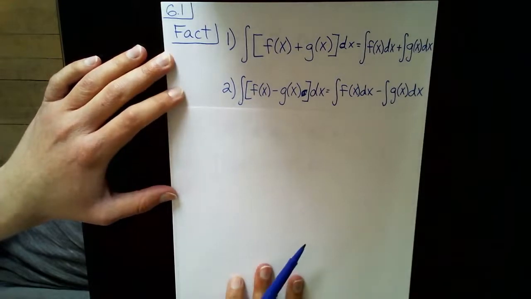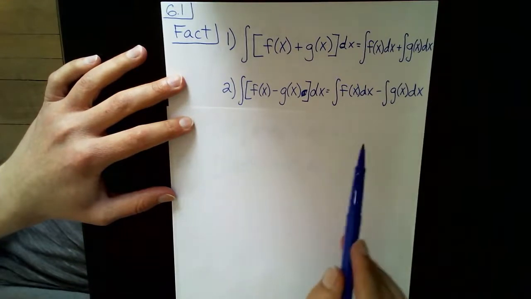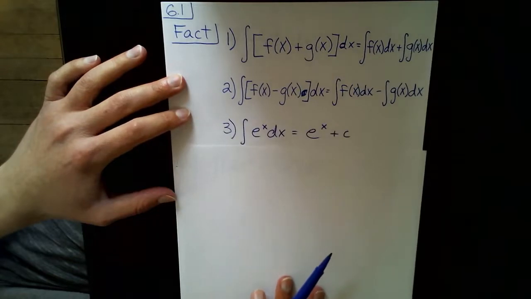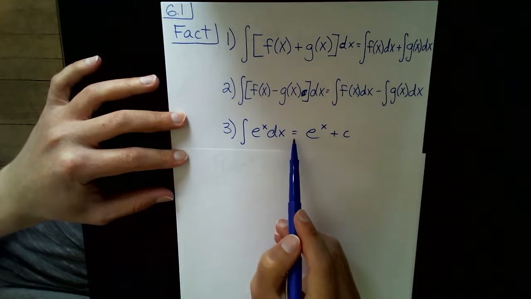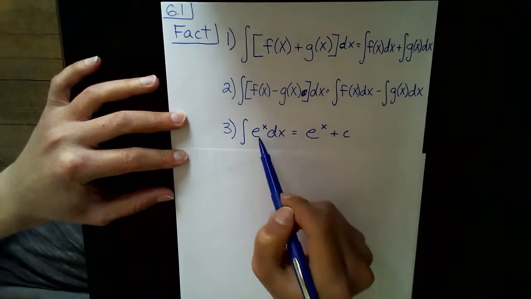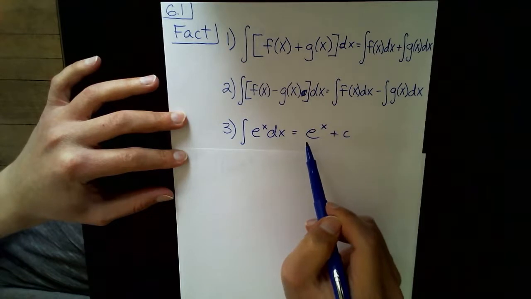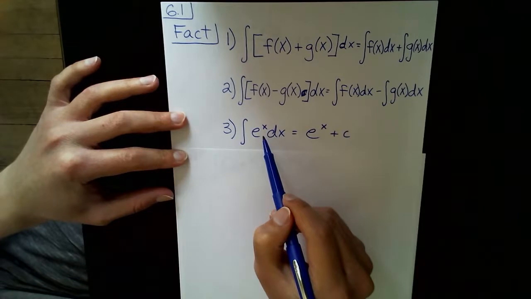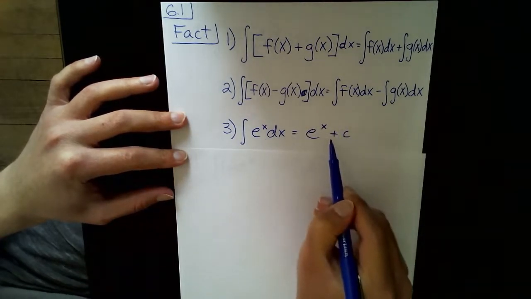Alright, so now we know that just like derivatives, we can take antiderivatives of each separate term that's being added or subtracted. And the last thing we should note is the antiderivative of e to the x dx is equal to e to the x plus c. Remember when we found the derivative of e to the x, we said its derivative is just e to the x. Well, that means the antiderivative of e to the x must also be e to the x. But there may be some constant value c added to it.